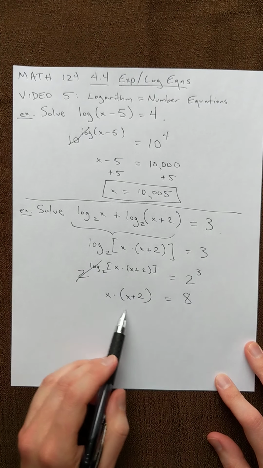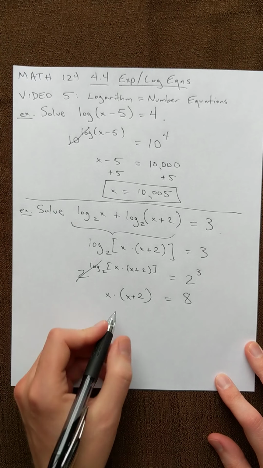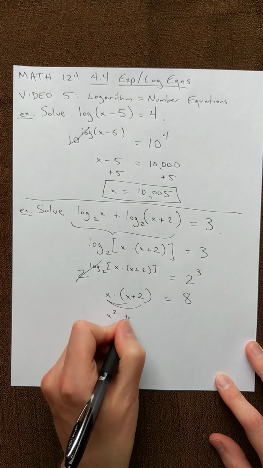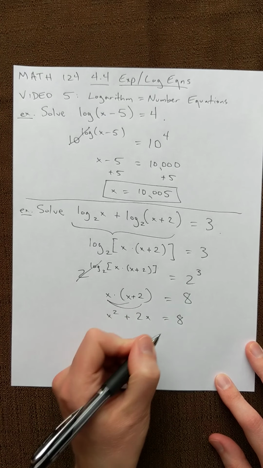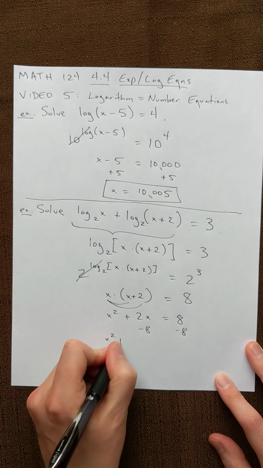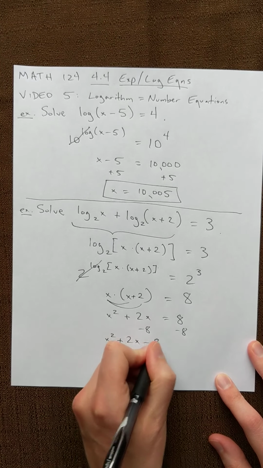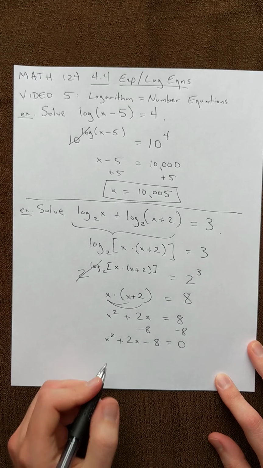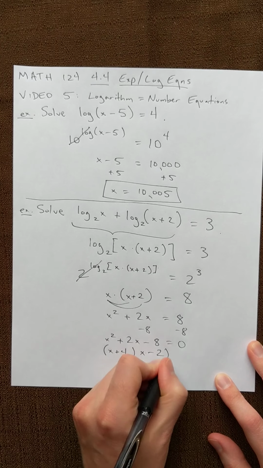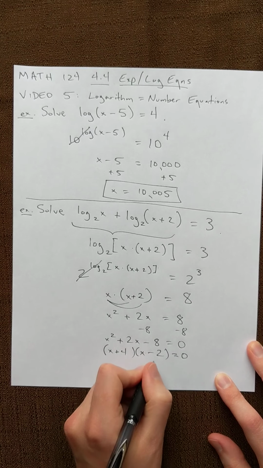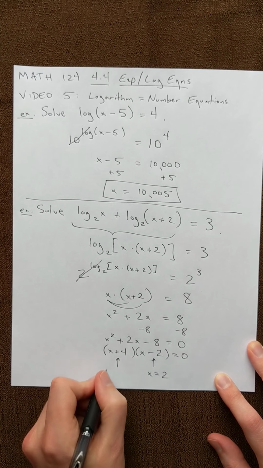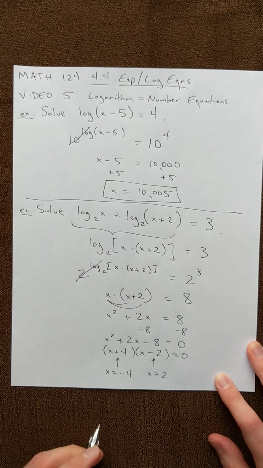And then now this looks like a quadratic equation, so we just have to solve. So we're going to distribute the x. That'll look like x squared plus 2x equals 8. And then we move everything to one side. So subtract 8 from both sides. x squared plus 2x minus 8 is equal to 0. And then I think I can factor it as x plus 4 times x minus 2. Let's skip one step and say either x is 2 or x is minus 4.